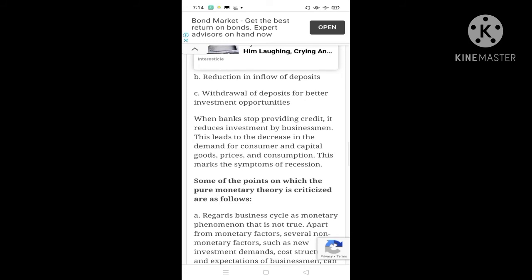This marks the symptom of recession. So this is about the monetary theory of business cycle. The monetary theory of business cycle was developed by Hawtrey, a famous economist. According to him, the monetary and credit policy of an economy plays a very important role in determining the business cycle of an economy.